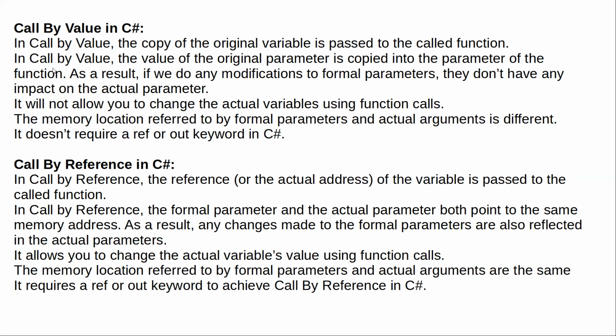So in call by value, the value of the original parameter is copied to the parameter of the function. As a result, if we do any modifications to the formal parameters, meaning in the actual function, sum or add, they don't have any impact on the actual parameters. So it will not allow you to change the actual variables using function calls. If you change the value within the function, it won't change in the main method. And one more important point: the memory locations referred by the formal parameters and actual parameters are different.